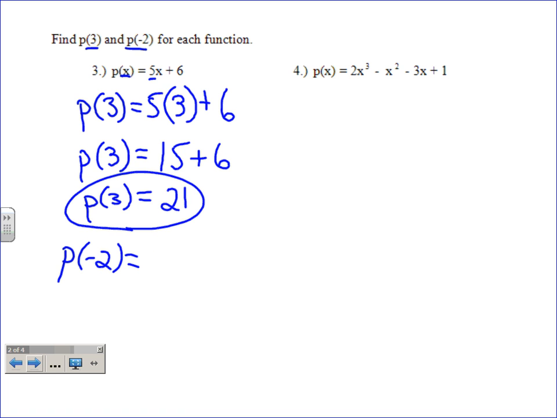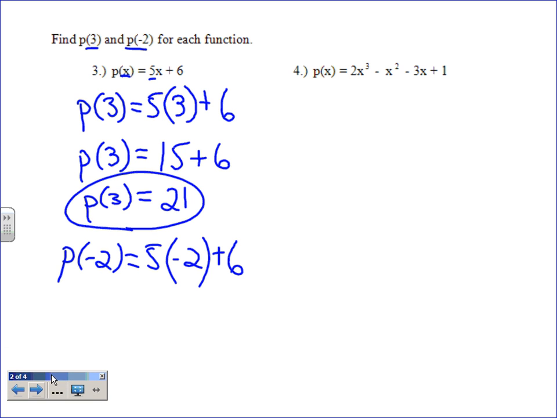All right, so p of negative 2. So you go back to the original. There's a 5. Take that x, put in a negative 2. Oh, plus 6. Again, that's p of negative 2, not negative 2 times p. Big difference. Okay. So p of negative 2, just go along here. Again, you put the parentheses there because otherwise it might look like 5 minus 2. So this is a negative 10 plus 6. And p of negative 2 is positive or negative? Negative 4.